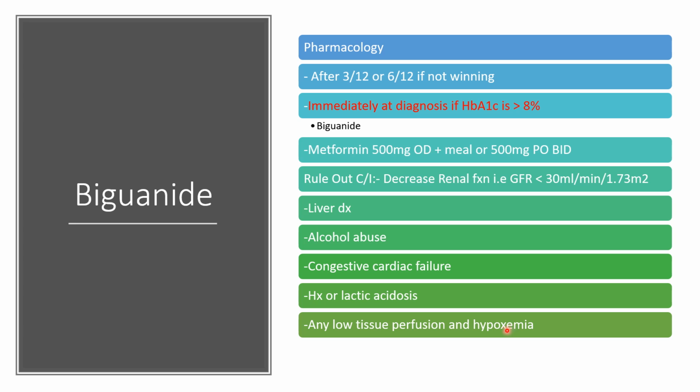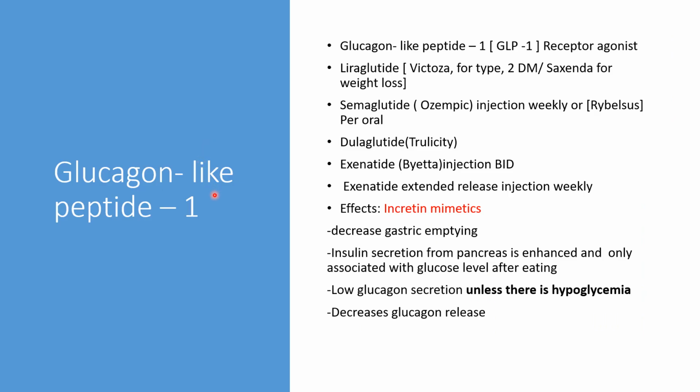Why that? On its own, metformin can produce lactic acidosis. So if all these conditions that could lead to metabolic acidosis are on ground, and then you are loading the patient with metformin, then you are not helping. You are actually sending him or her to the early grave. We are done with biguanide.